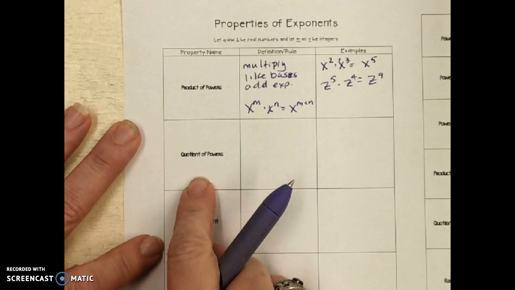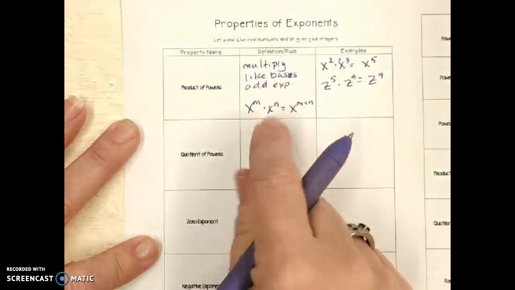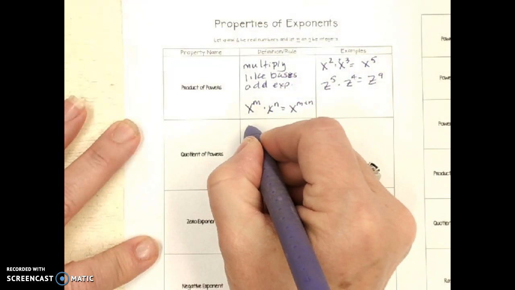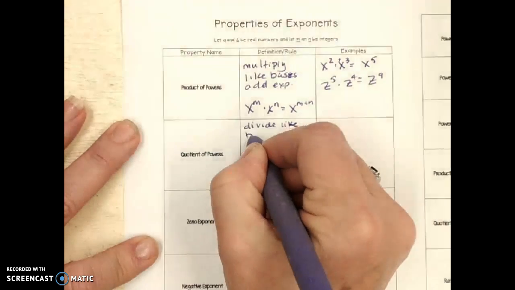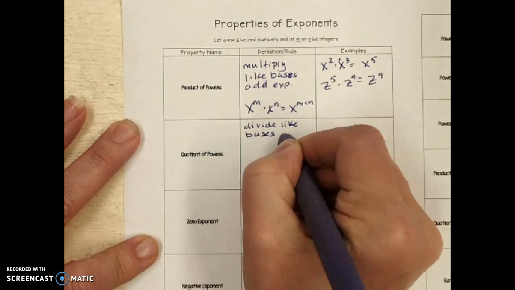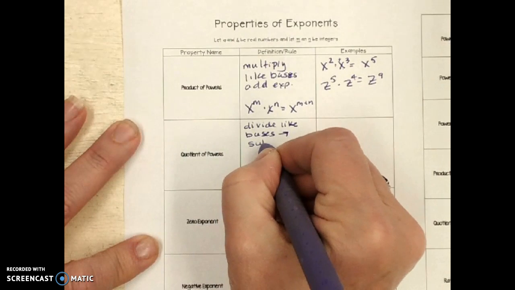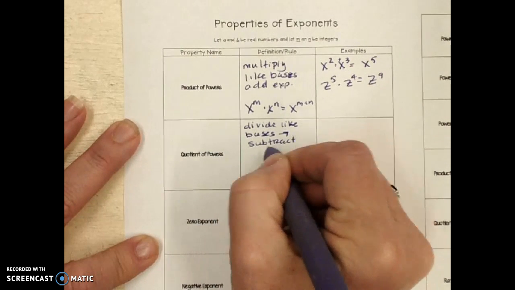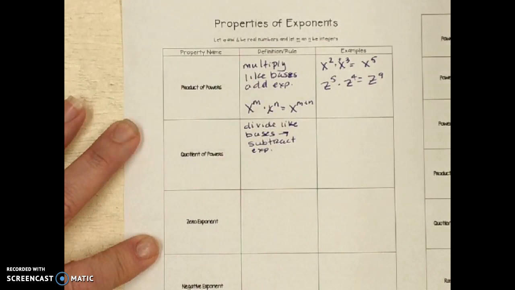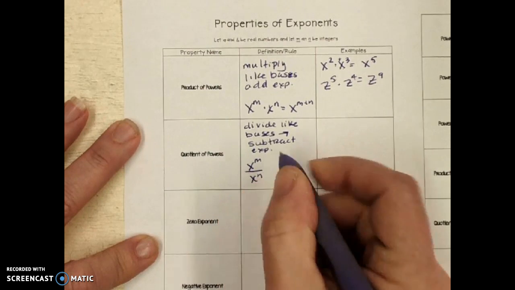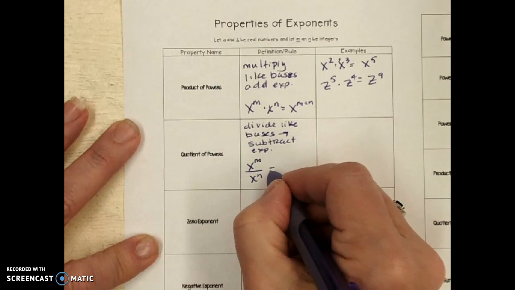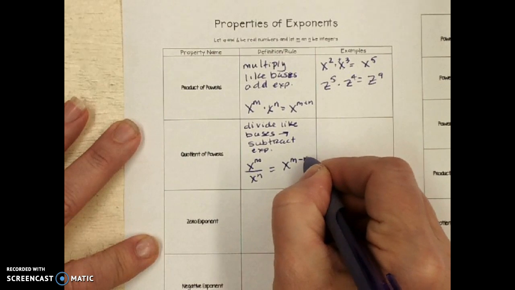Next is your quotient of powers. The rule says that if I am dividing like bases, then you subtract your exponents. The deal with this is you want to subtract the small number from the large number, wherever it may be. So if you have, for example, x to the m over x to the n, if this number is bigger, then you're going to do x to the m minus n.